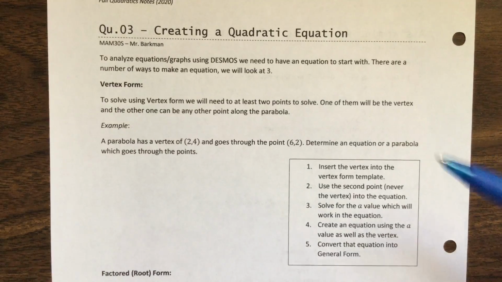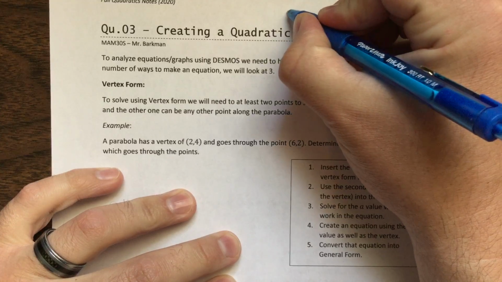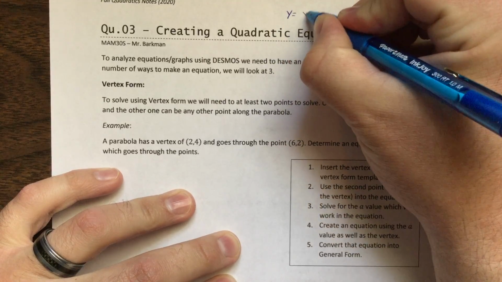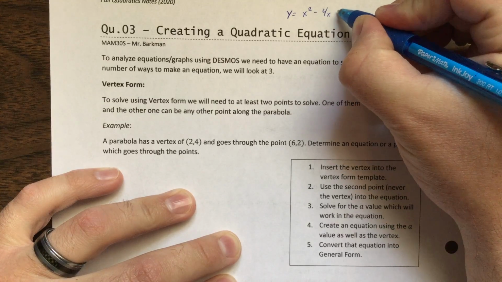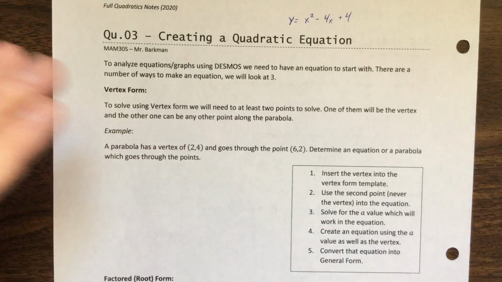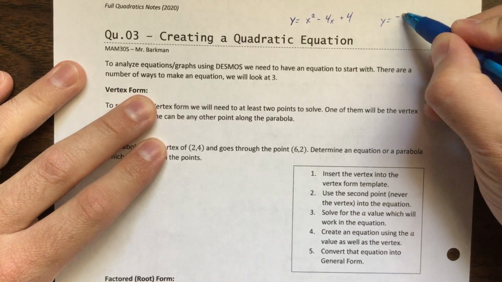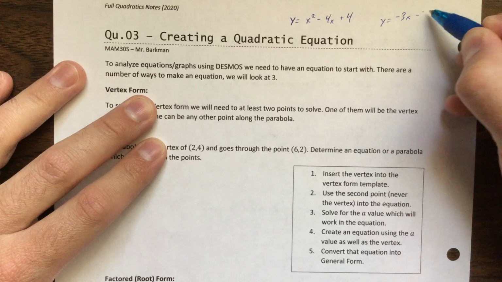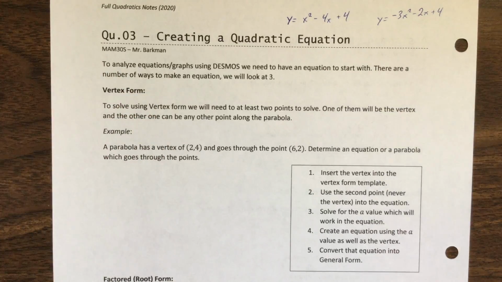In this lesson, we're going to be taking a look at how we create a quadratic equation. Now remember that a quadratic is going to look something like this: y equals x squared minus 4x plus 4, let's say. That would be a quadratic equation, or you could have something like y is equal to negative 3x squared minus 2x plus 4. There we go. We'll just try out a couple different ones there.